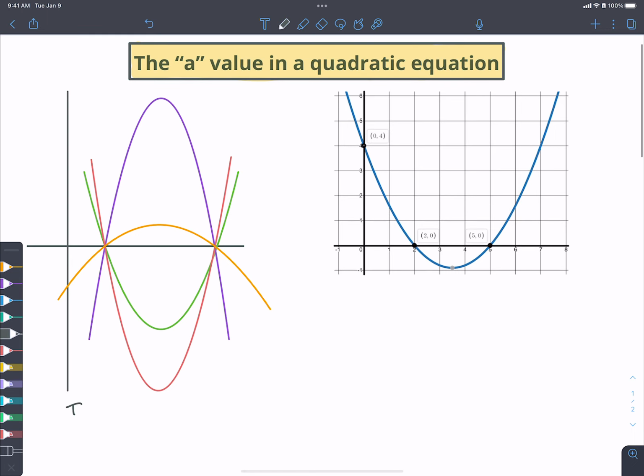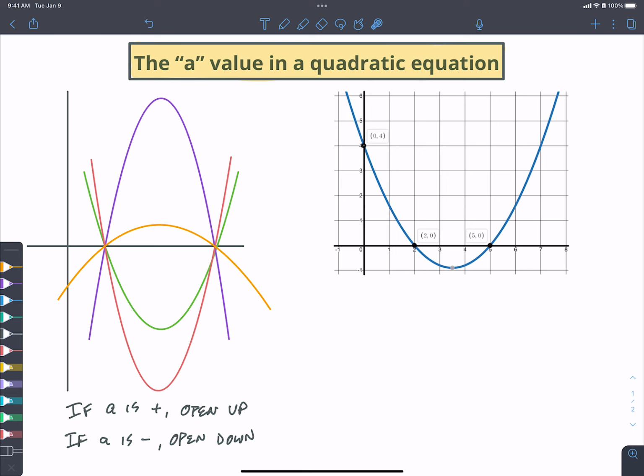if a is positive, then it's going to open up. So the graph will open up. In this case, both the green and the red here have a positive a. And we know if a is negative, then it's going to open down. So in this case, we see that the purple and the orange open down.